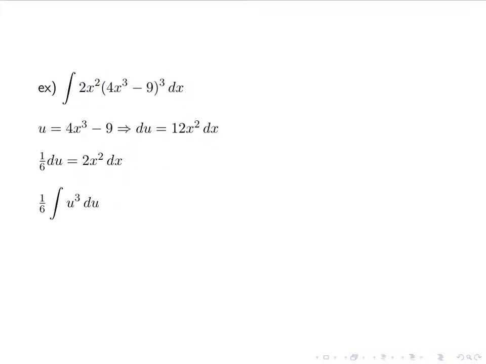And again, I'm going to pull the 1/6 out, and then I have u cubed du. When I integrate, my u cubed becomes u to the 4th. I multiply by 1 over 4. Still have that 1 over 6. Simplify it, so 1 over 24. Plug back in what u is. So (4x cubed minus 9) to the 4th plus c.